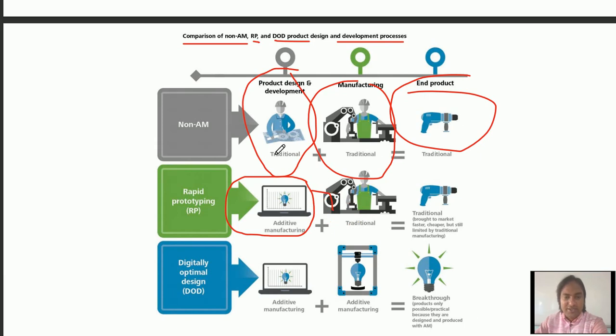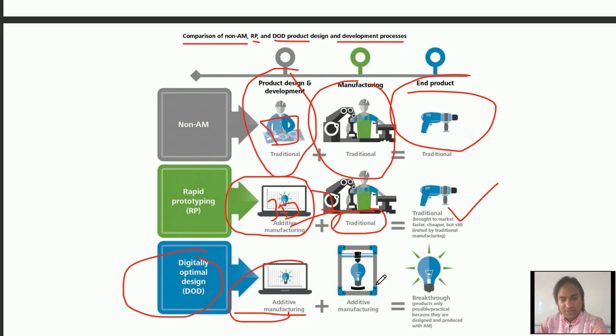What we are eliminating here is designing on 2D paper; here we are making the 3D design on software with the help of a computer, and then transferring it to the machine, and after machining we get this one. But in digitally optimized design, where 3D printing comes, there is additive manufacturing technology plus additive manufacturing machines. So we have the design part here, and the machine part, that is the 3D machine, and we are able to produce almost any kind of part.